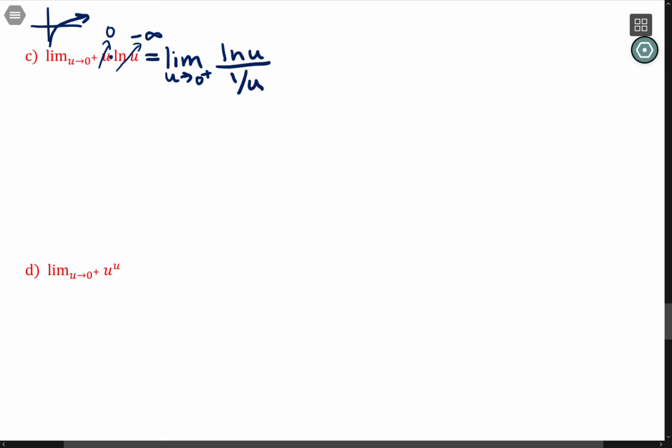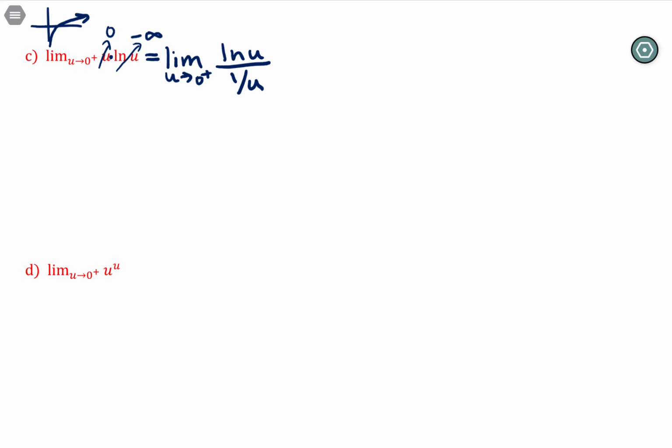I'm going to say that multiplying by u is the same as dividing by 1 over u. And if you aren't initially convinced, try and reverse it. If I'm dividing by 1 over u, I would flip that. I'd get u over 1 and I'd multiply. And these are the same thing. So if you ever get a 0 times infinity, flip one and put it in the bottom.